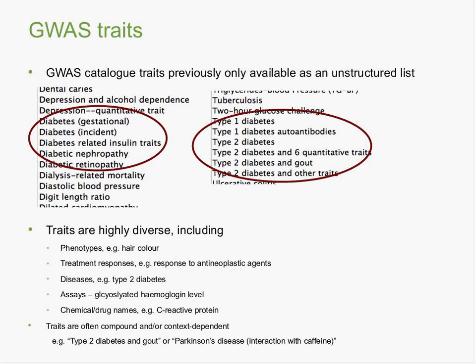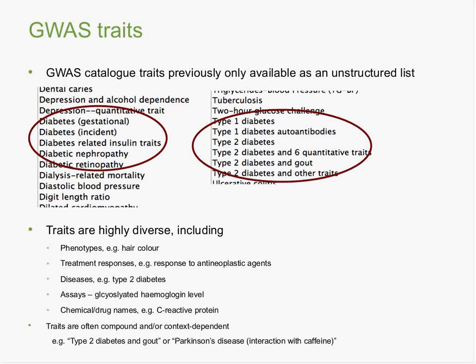Initially, the curators working on this had started to use MeSH, but MeSH was not very well aligned for the sorts of data we had here, partly because we were often talking about things which really are phenotypes, so hair colour and eye colour, but also treatment responses. This is a very different kind of thing. There are a lot of drug response data inside the catalogue. Diseases themselves, type 2 diabetes, assays, for example, glycosylated hemoglobin, which might be an indicator assay or a diagnostic assay for a disease, and also chemical, drug, and protein names.